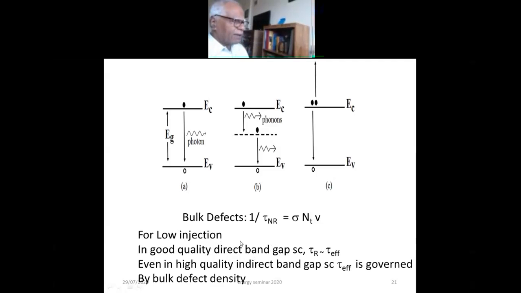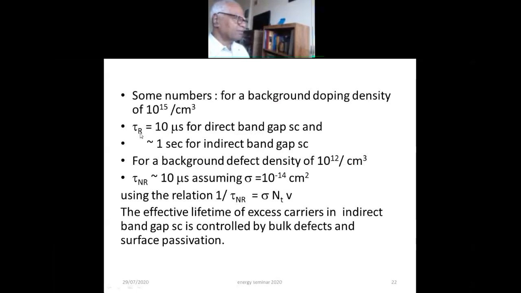In indirect bandgap semiconductors like silicon, the radiative lifetime can be very long; I will give you a number a little later. Usually the effective lifetime is controlled by the number of defects that you have inside the system. Okay, so here is some number.